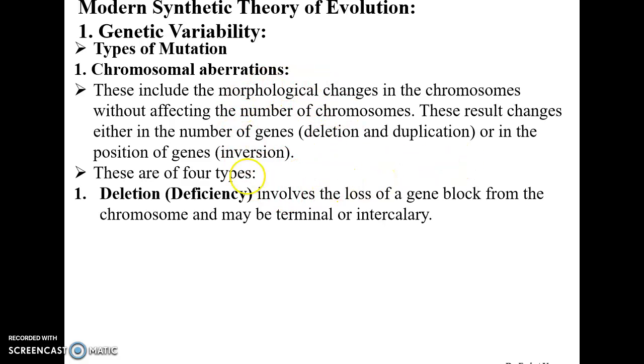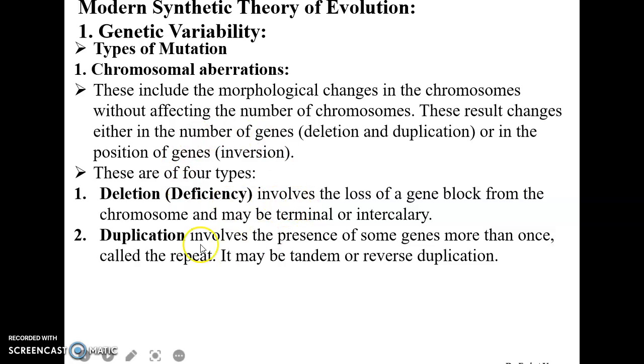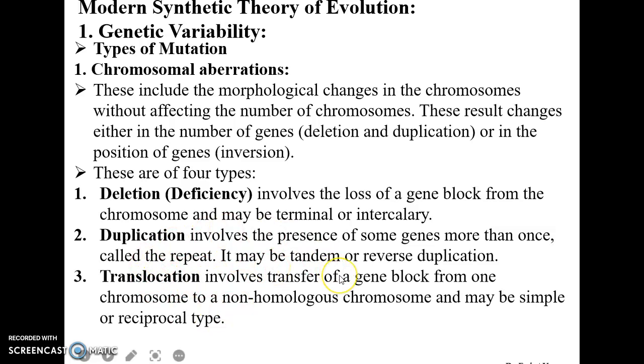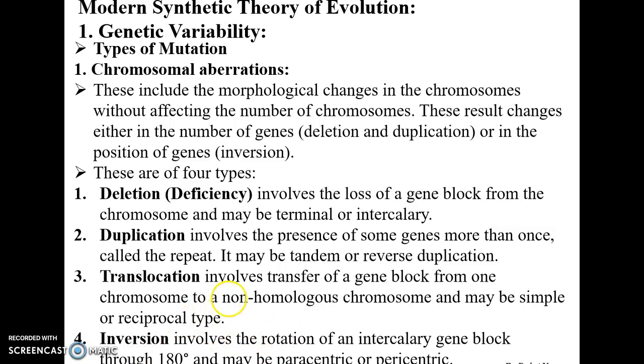There are four types of chromosomal aberrations. First is the deletion, which involves the loss of a gene block from the chromosome and may be terminal or intercalary. Second is the duplication, which involves the presence of some genes more than once, called repeats, and it may be tandem or reverse duplication. Third is the translocation, which involves the transfer of a gene block from one chromosome to a non-homologous chromosome and may be simple or reciprocal. The fourth chromosomal aberration is the inversion, which involves the rotation of an intercalary gene block through 180 degrees.